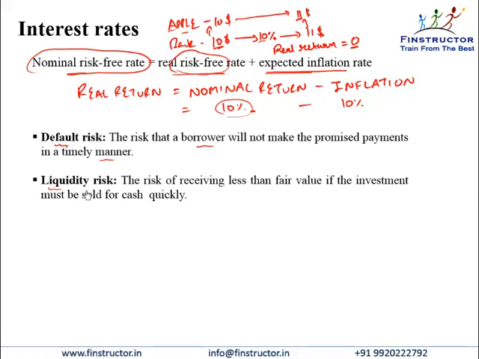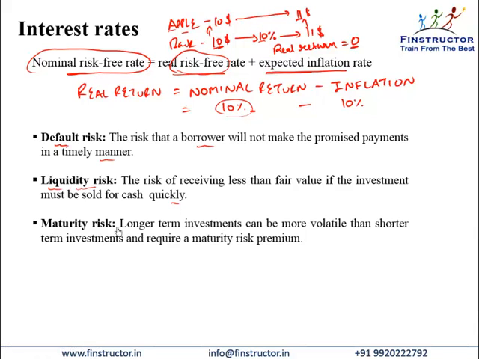There is a risk of liquidity, that is, if you are in urgent need of money and you're holding a government security, it may still be easier to sell it because the market is liquid, there's a lot of buying and selling happening. If you're holding corporate bonds, very often the liquidity is not there. It's like you have a real estate property in some far-flung area. You may not just be able to sell it whenever you like. So liquidity risk is the risk of receiving less than fair value if the investment has to be sold for cash quickly. So corporate bonds and other securities tend to have higher liquidity risk than government bonds or risk-free assets.